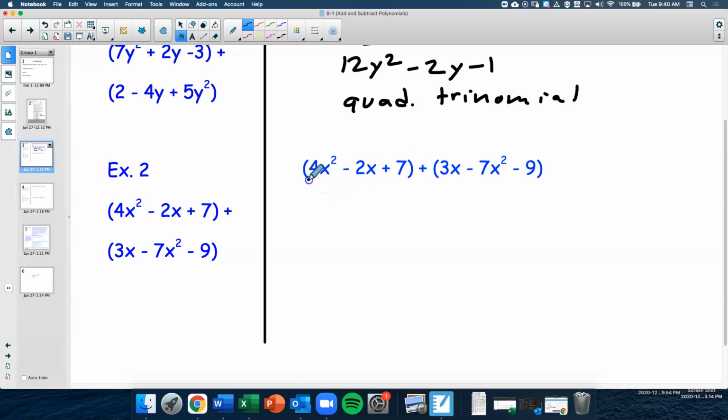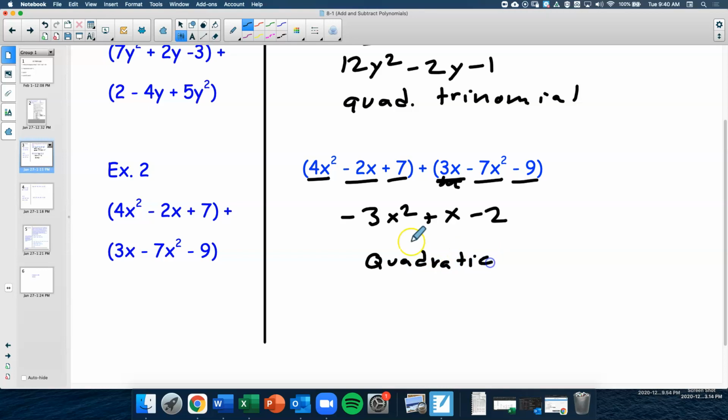So now, again, 4x squared plus 3, no, just kidding. We have to go to minus 7x squared. So 4x, so it's going to be minus 3x squared. Now we'll go with negative 2x plus 3x. So that's going to be plus x. And then a 7 minus 9, so it's going to be minus 2. So the highest degree is 2. So again, we have a quadratic. And then there's 3 terms, so trinomial.